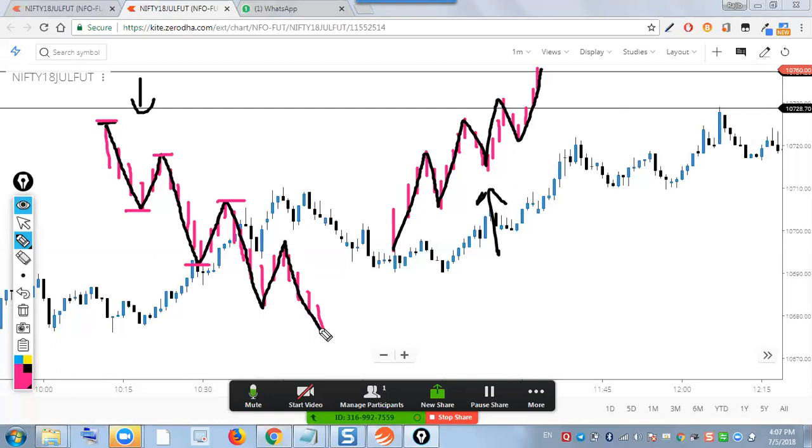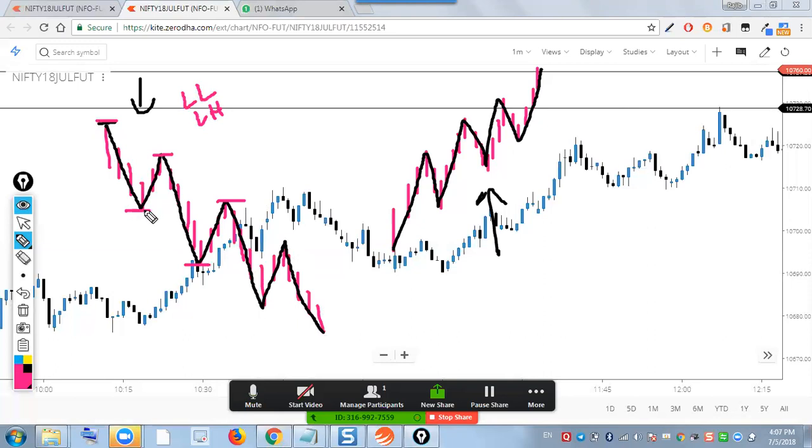That's the structure you're seeing, right? So whenever you see this kind of structure, this is called a downtrend, because you are forming lower lows and lower highs. So the structure is lower low, LL, and lower high, LH. Why lower low and lower high structure?